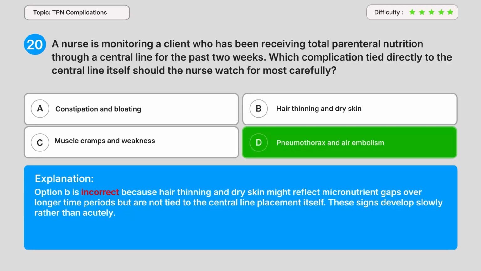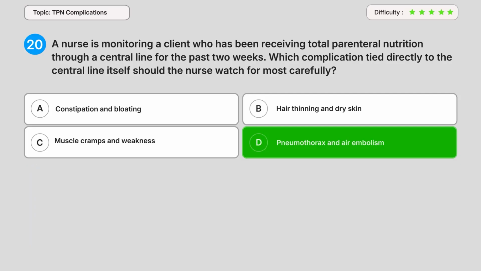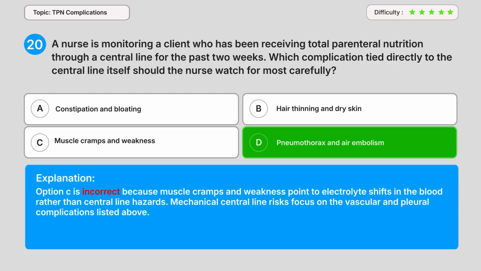Option B is incorrect because hair thinning and dry skin might reflect micronutrient gaps over longer time periods, but are not tied to the central line placement itself. These signs develop slowly rather than acutely. Option C is incorrect because muscle cramps and weakness point to electrolyte shifts in the blood rather than central line hazards. Mechanical central line risks focus on the vascular and pleural complications listed above.